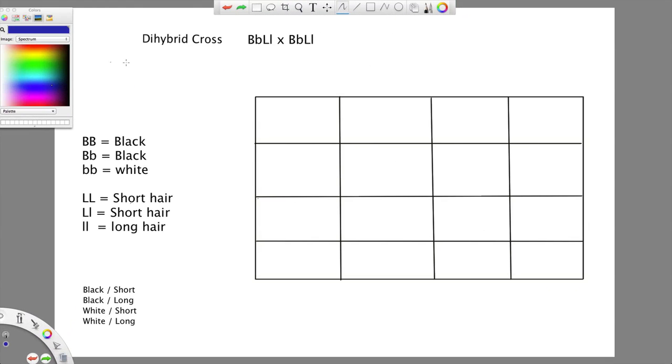All right, this is Mr. Johnson, and in this video we will be looking at what's known as a dihybrid cross. Within a dihybrid cross, we look at two traits. Before, we looked at the monohybrid cross, where we're only looking at one.